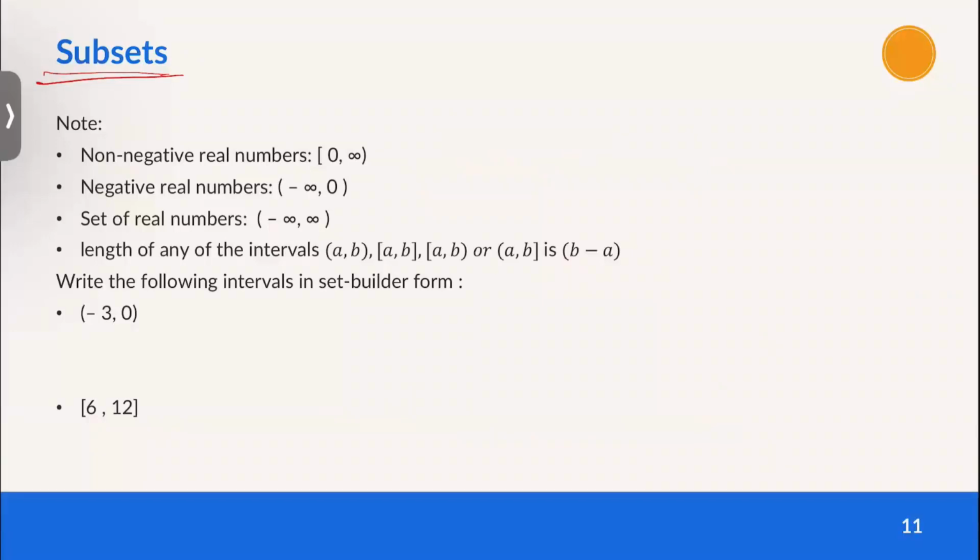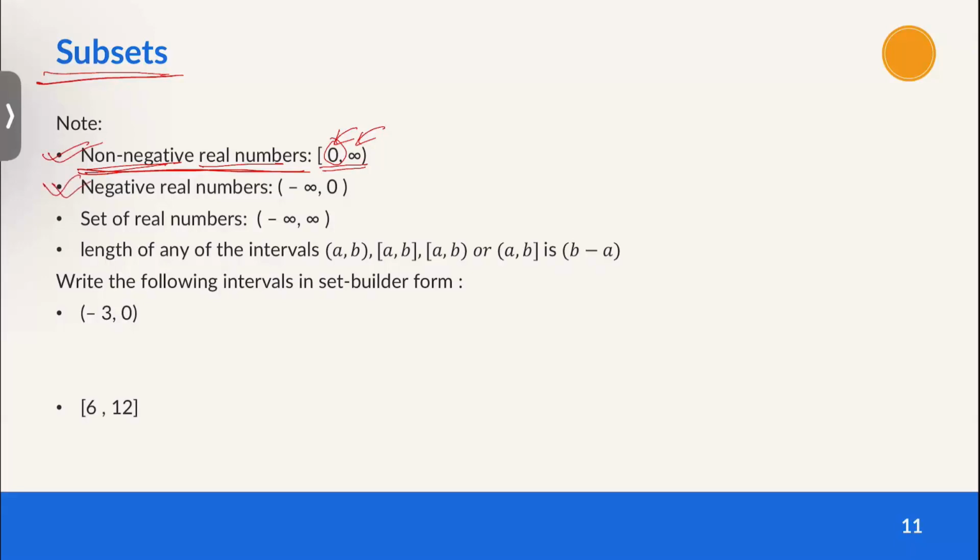So if we say non-negative real numbers, 0 will be included because 0 is neither negative nor positive. So all the real numbers which are not negative, 0 is not negative and positive numbers are not negative. So we'll have a set or an interval from 0 to infinity where 0 is included. So this is a very important term to remember, non-negative real numbers.